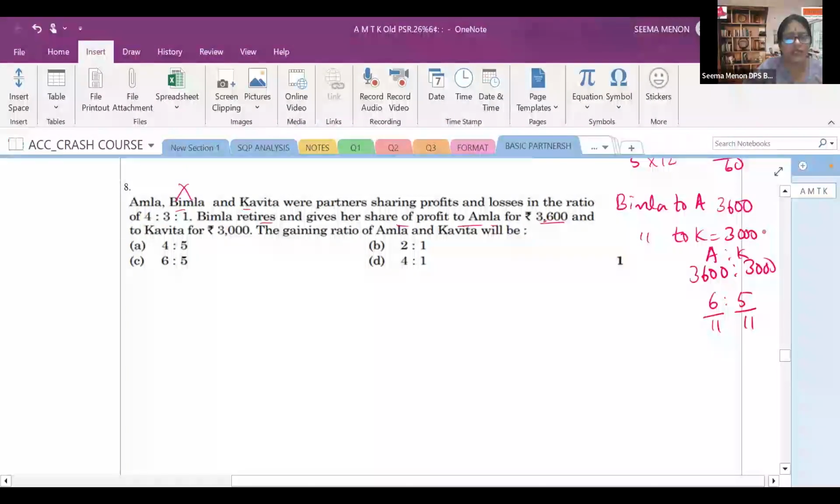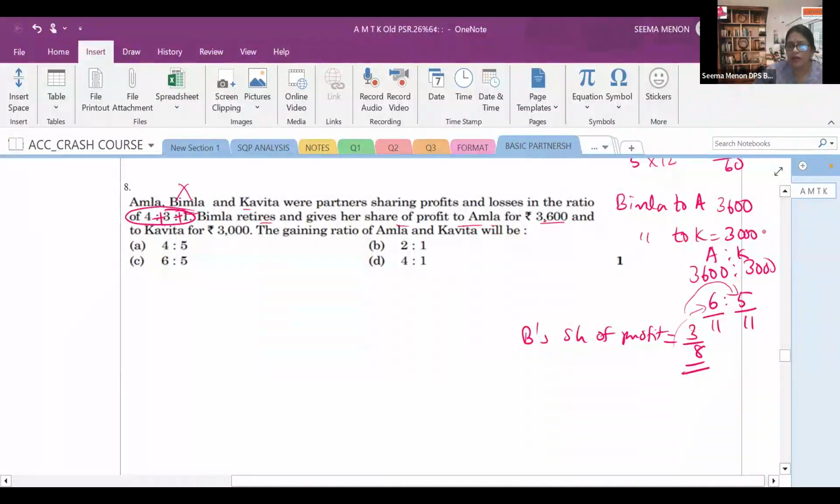Now children, what is Bimala's share of profit? You can see here, the profit sharing ratio is 4:3:1. So Bimala's share of profit is written as 3 out of 4 plus 3 plus 1, that is 8. So 3/8 is Bimala's share. Of this 3/8, 6/11 is given to A, Amala, and 5/11 is given to K, Kavida.